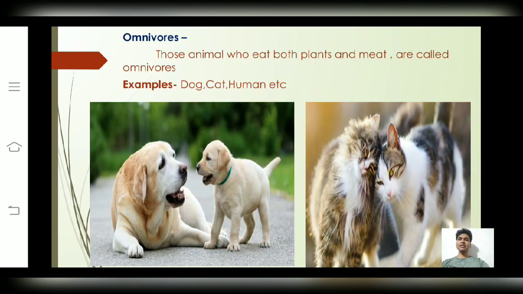Friends, the last is omnivorous. Omnivorous means those animals who are able to eat vegetables as well as meat. So these kinds of animals are called omnivorous. For example, human being, cat, dog, etc.